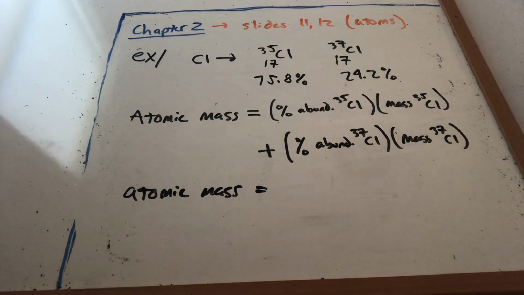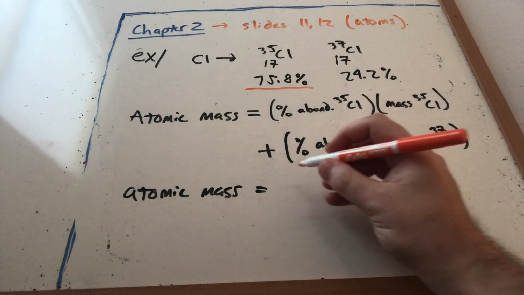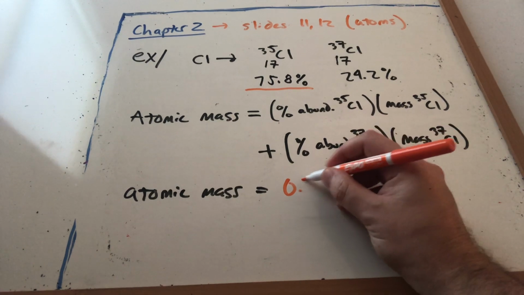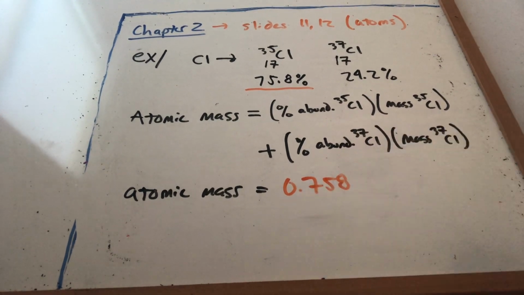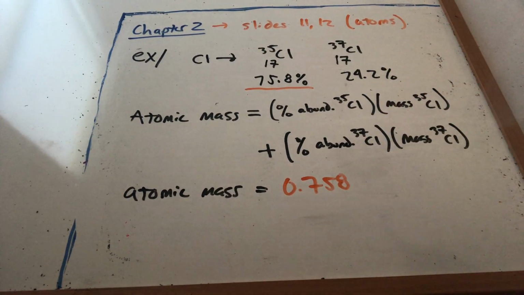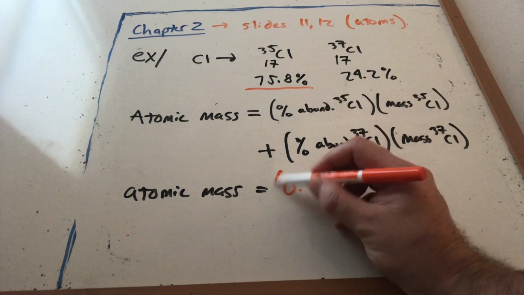Are we given a percent abundance of Cl35? Yes, we are, all right? The percent abundance of Cl35 is given as 75.8%. Now, what we do is we turn that to its decimal. So I'm going to write this as 0.758, okay? So for this percent abundance, you use the decimal form, right?